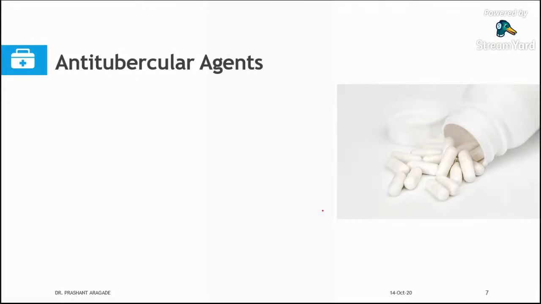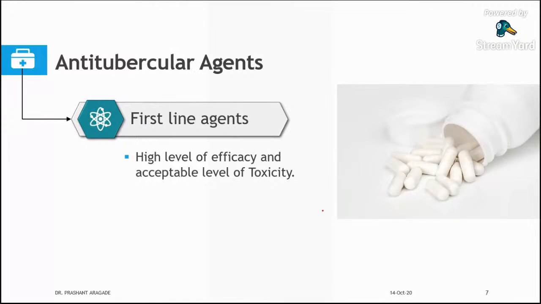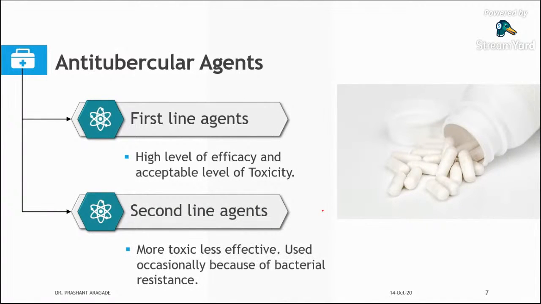The agents which are useful for the treatment of tuberculosis, for the management of tuberculosis, and for the prophylaxis of tuberculosis are called antitubercular agents. Basically, they are classified into two classes. First class is first line agent and second class is second line agent.